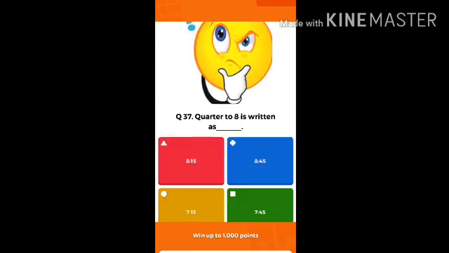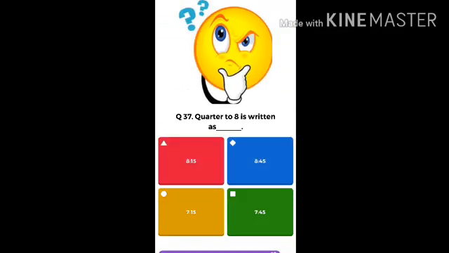Quarter to 8 is written as dash. 8:15 means 8:15. 8:45 means 8:45, 7:15 means 7:15, and the right answer is 7:45, that is 7:45.